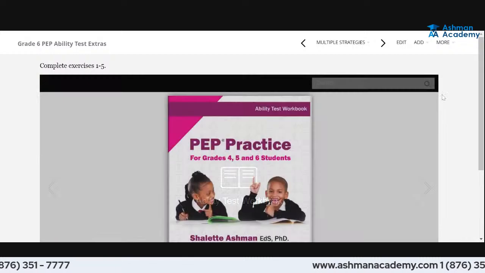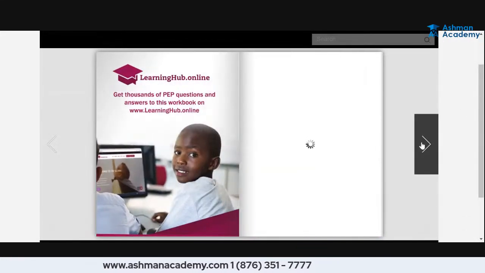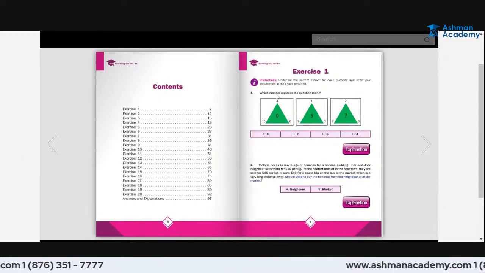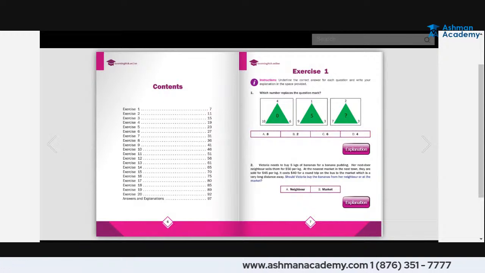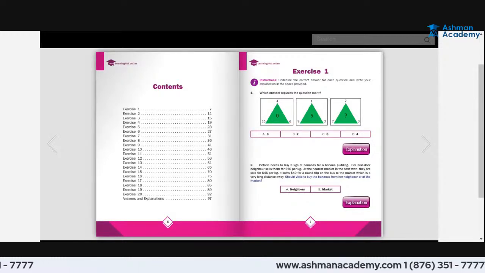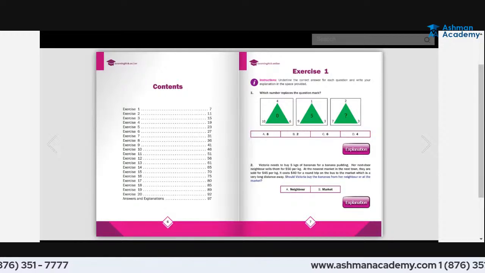Okay, so tonight we're going to talk about multiple strategies. If you're preparing for the 2022 exam, you want to bear in mind that the exam is going to focus on verbal reasoning and quantitative reasoning. And something to bear in mind too is that it is not a curriculum-based test. So it's not based off the curriculum. The PEP exam is designed to see how well you reason and think critically. That's what it is designed for. All right, so let's go.